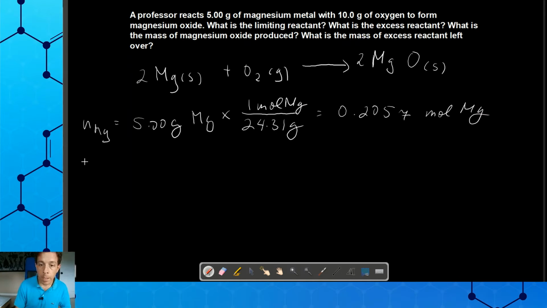And likewise, we have the number of moles of oxygen that we can calculate. We start off with 10 grams of oxygen. And divide that by the molar mass of oxygen. Again, oxygen is 1 mole O2 is 32 grams.